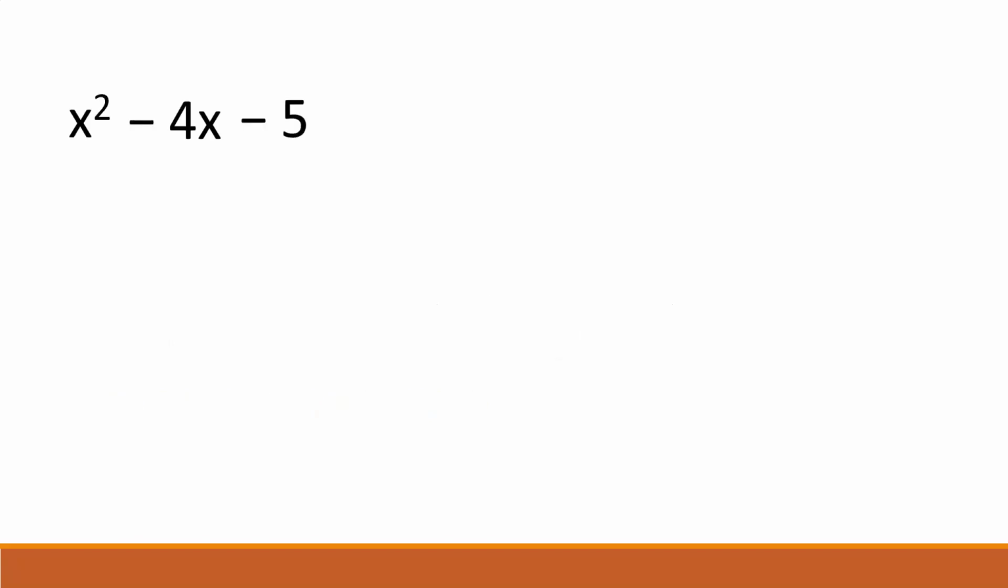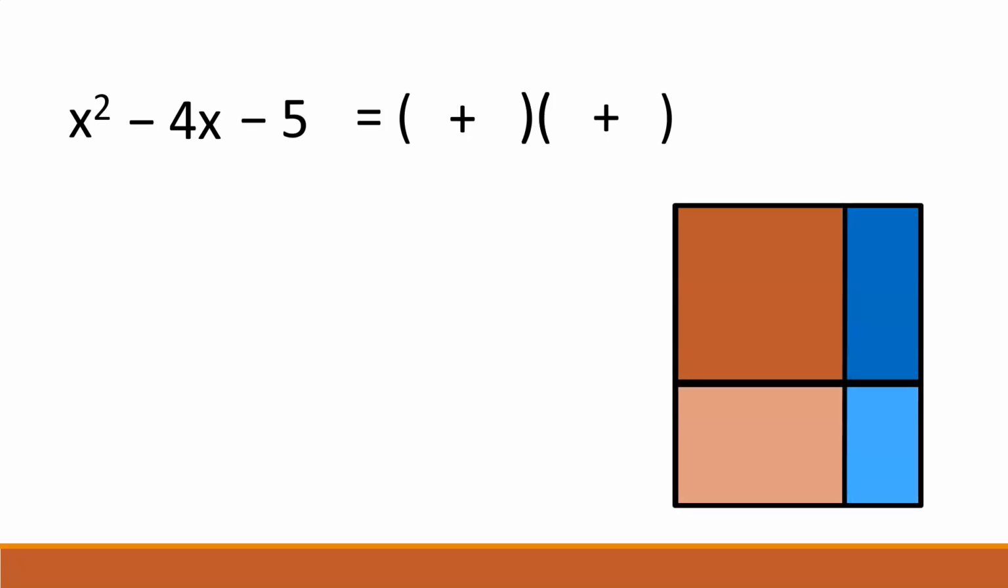Before we look at factoring by grouping, let's remember what happens when we factor a trinomial into a product of two binomials. We can represent what's going on with an area model, and we can also remember that when we multiply the two binomials together, we use the distributive property.